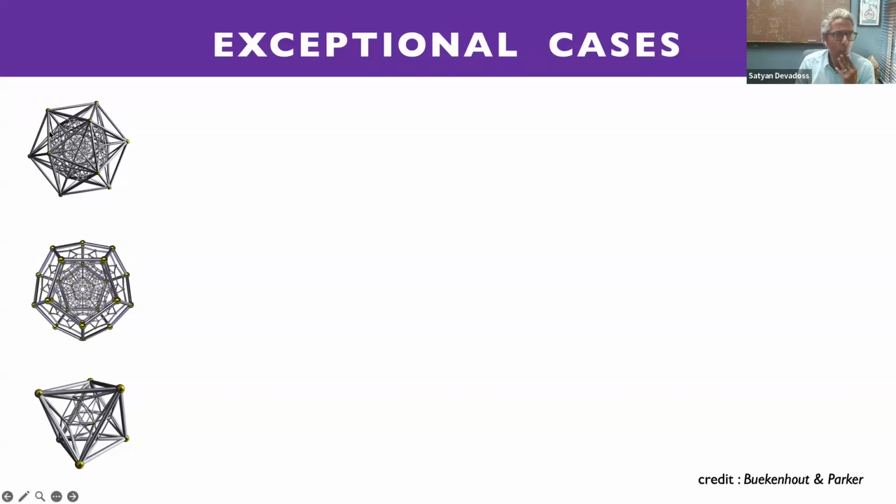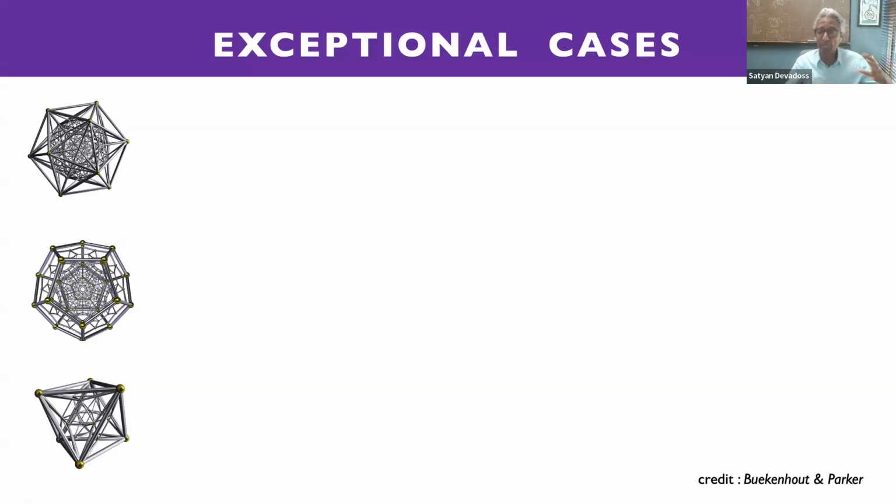This is the 24 cell. It's made up of 24 octahedra glued together. This is the 120 cell. It's 120 dodecahedra glued together. And the last one is the 600 cell. It's 600 tetrahedra glued together.